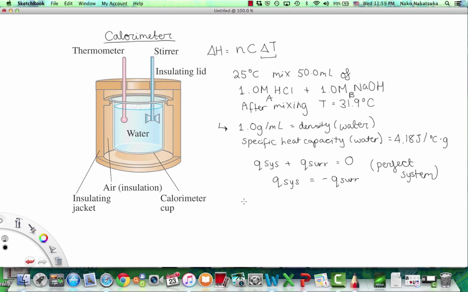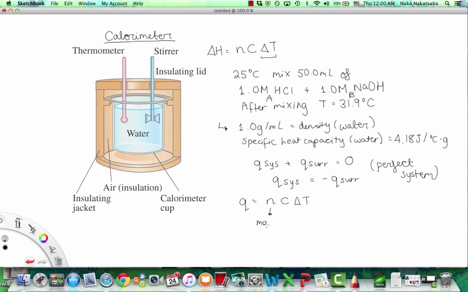So, in order to figure out the Q, or the amount of heat that's released in the system, we can do n C delta T, where the specific heat capacity is 4.18 joules per degree Celsius gram, and we can figure out the temperature change because we have the starting and the ending temperature, and we can figure out the number of moles by using the amount of solution we have in terms of milliliters. We can use the density of the water to get grams, and then we can convert that to moles.